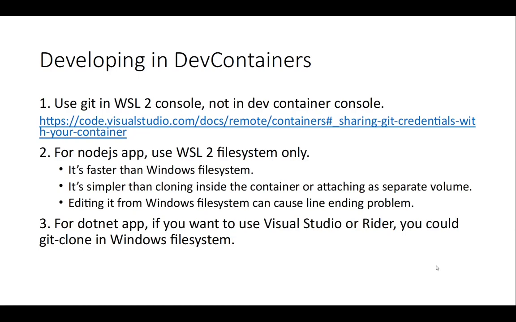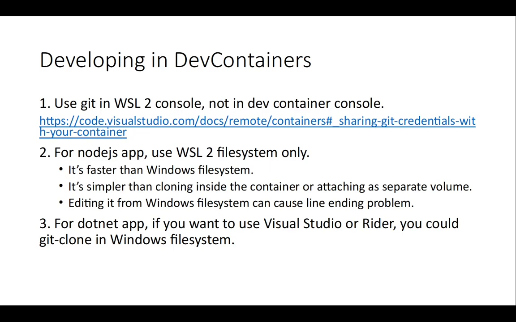For a Node.js app, you always want to use the WSL2 file system only. It's faster than the Windows file system, and Visual Studio Code allows us to clone the source code inside the container or clone as a separate Docker volume and attach it, just like how .vscode was attached. But I find it rather confusing.